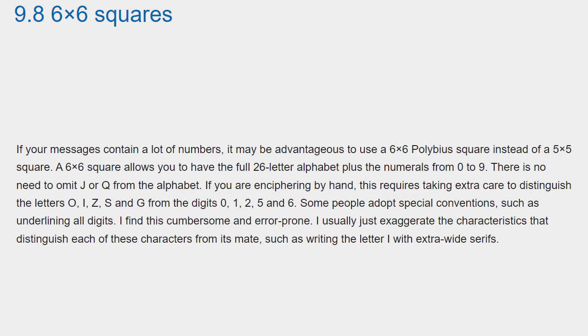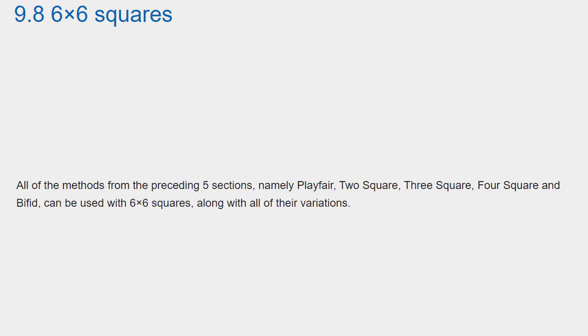If you are enciphering by hand, this requires taking extra care to distinguish the letters O, I, Z, S and G from the digits 0, 1, 2, 5 and 6. Some people adopt special conventions, such as underlining all digits. I find this cumbersome and error-prone. I usually just exaggerate the characteristics that distinguish each of these characters from its mate, such as writing the letter I with extra wide serifs.